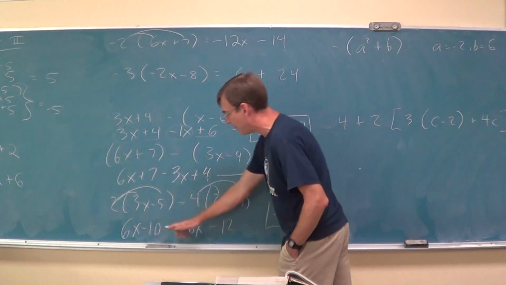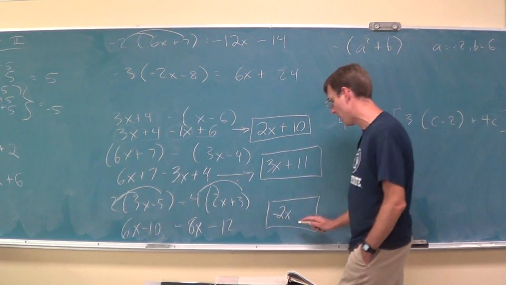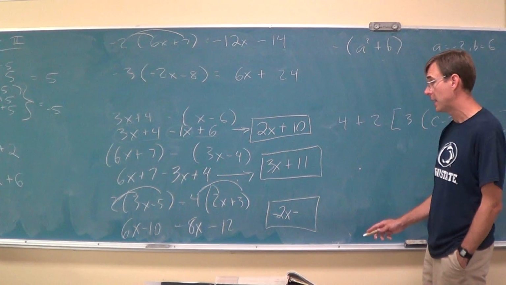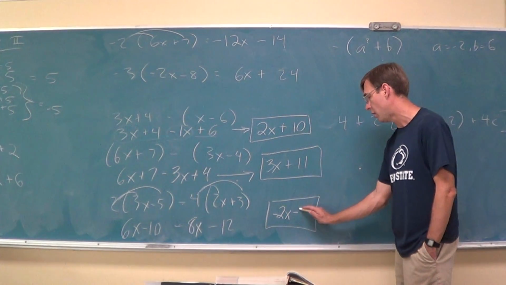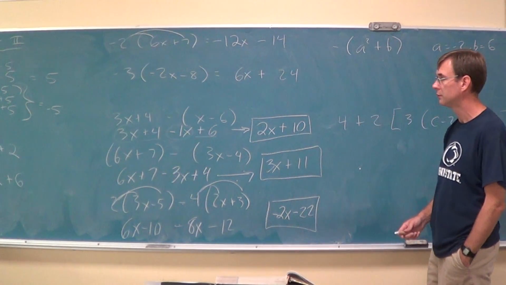And then in the world of numbers, there's negative 10, negative 12. Those are both negative, so keep it negative and just put them together. 10 and 12 added together is 22.